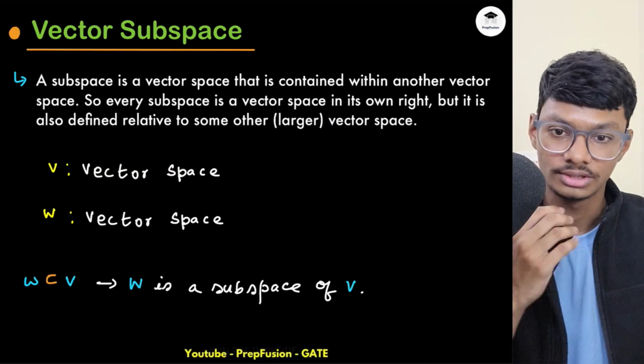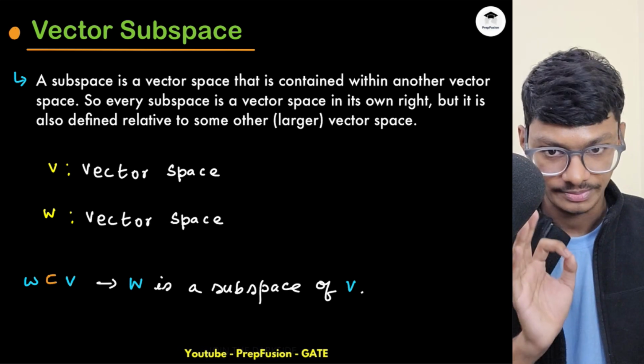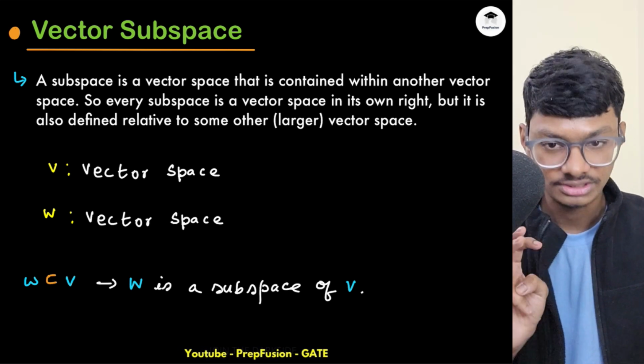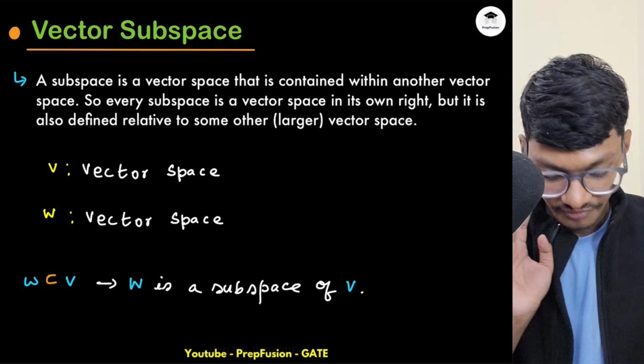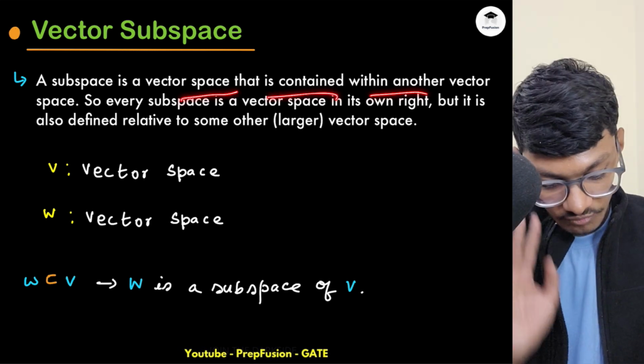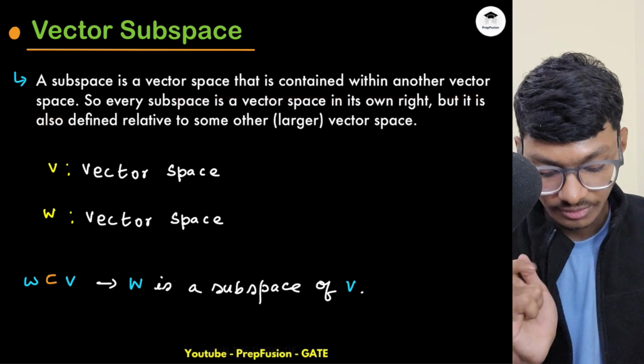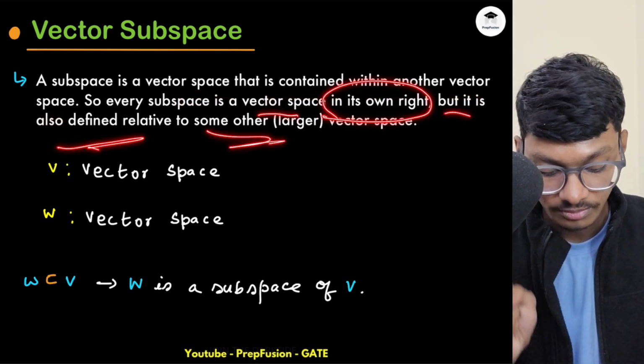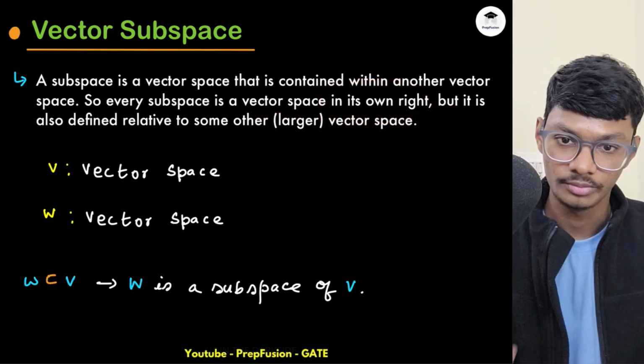Now let's go to the next topic, the vector subspace. So what is a vector subspace basically? A vector subspace is a vector space that is contained within another vector space. Every subspace is a vector space in its own right, but it is also defined relative to some other larger vector space. So what do I mean by this?